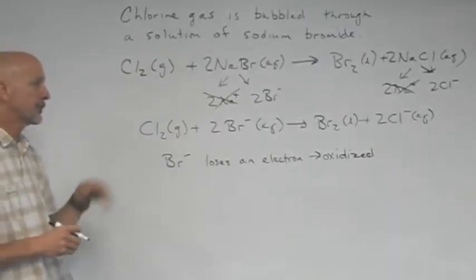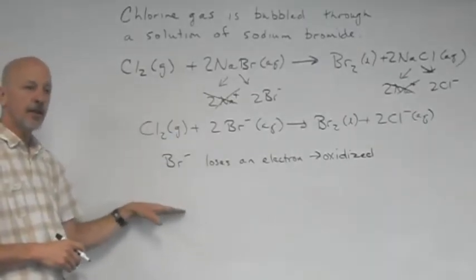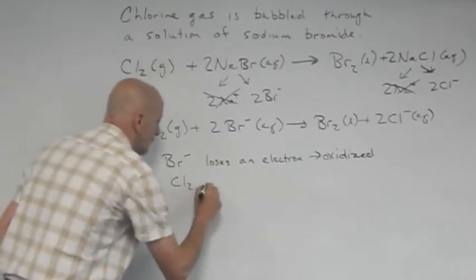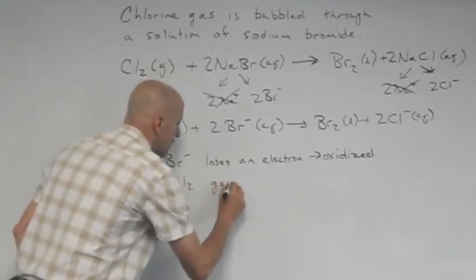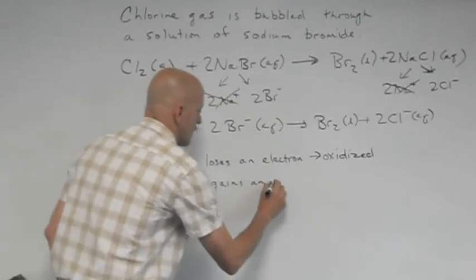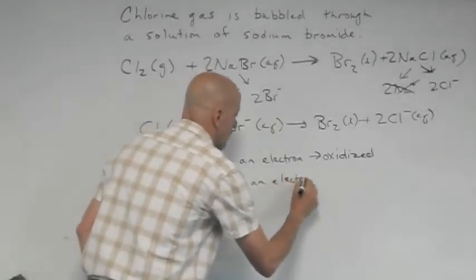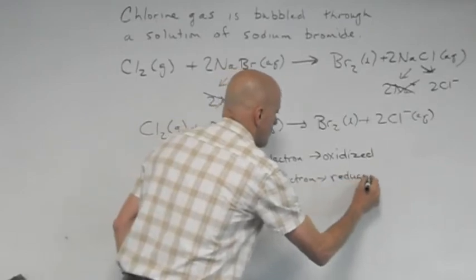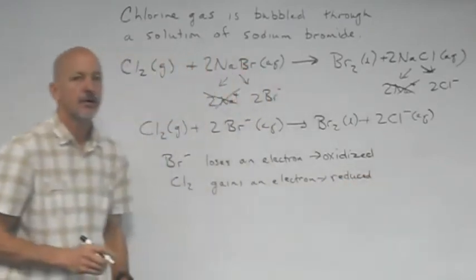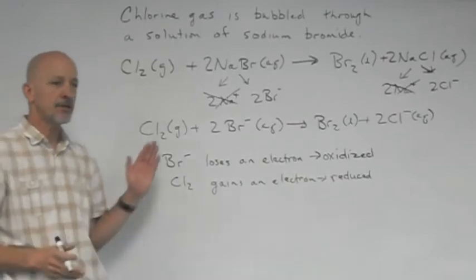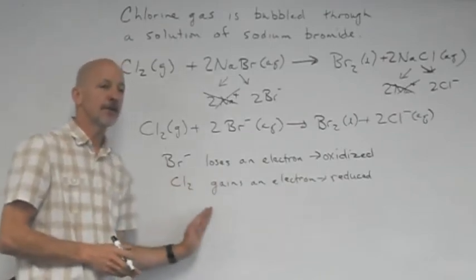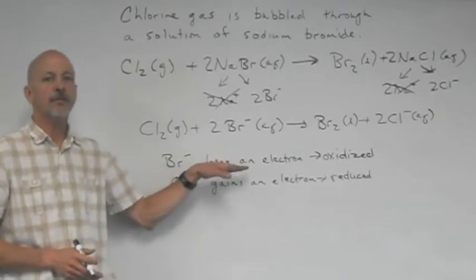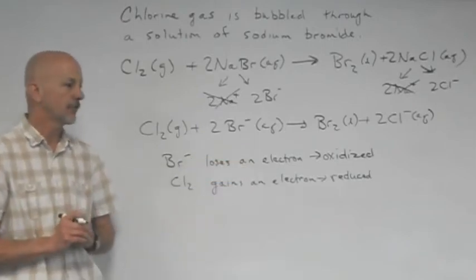Which one becomes reduced? Chlorine is getting a more negative charge by adding the electron. Chlorine gains an electron. It is reduced. So in these oxidation-reduction reactions, a transfer of an electron takes place, and one element has to become oxidized while another is becoming reduced.